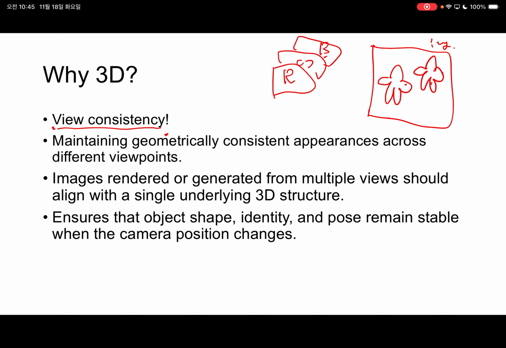That is actually what is happening in our real world. We have a single object, and then we change our viewpoint. But this object is a single object, right? Regardless of the viewpoint from which I'm looking, it is a single object. It does not change, right? This kind of consistency is mathematically or naturally guaranteed in 3D space, so that we have view consistency when editing something in 3D space. Images rendered or generated from multiple views should align with a single underlying 3D structure, ensuring that object shape, identity, and pose remain stable when the camera position changes.